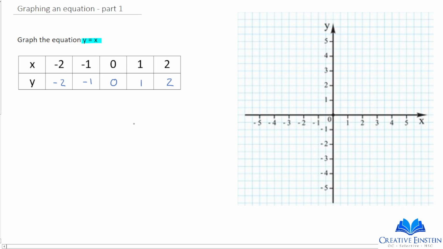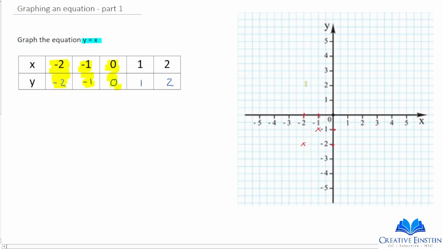Now, let's get started with the actual graphing. We'll start with our first one, -2, -2. So, x is at -2, y will also be -2. So we're looking at this point here. Our next one, -1, -1. So x is -1, y will also be -1. So we're looking at that point there.